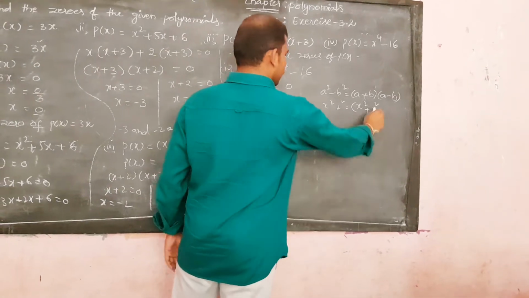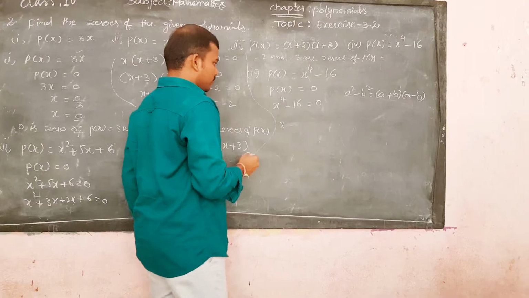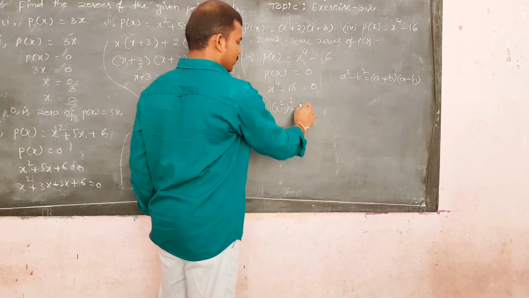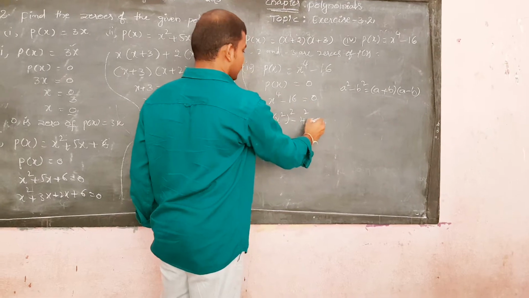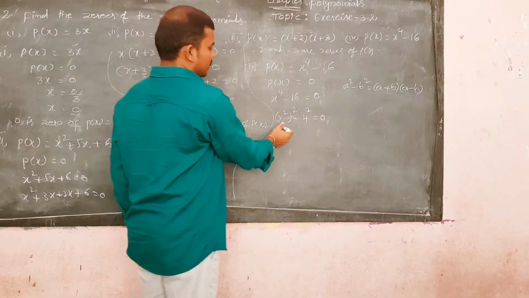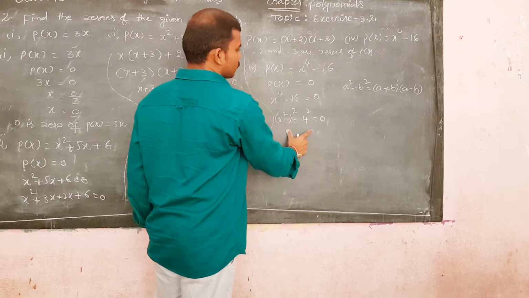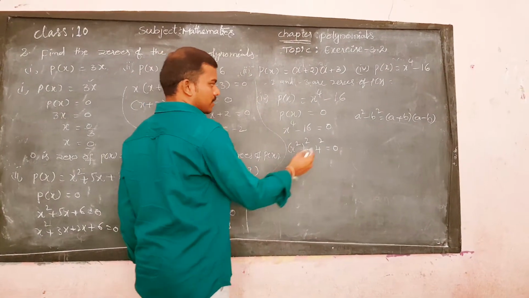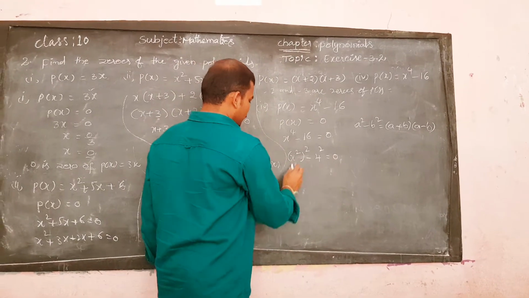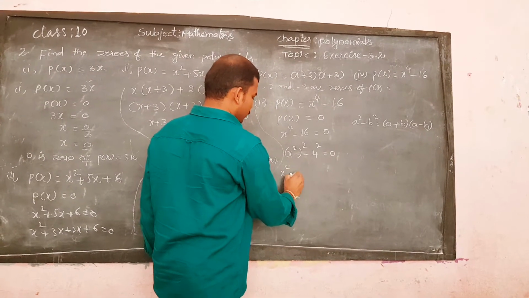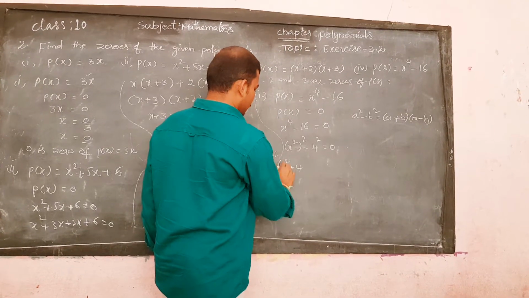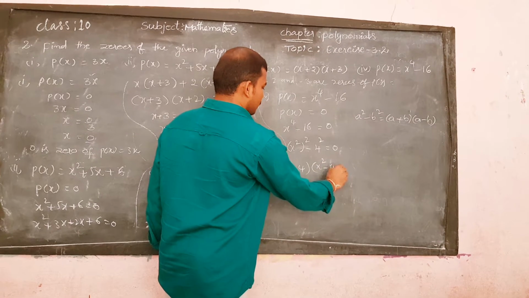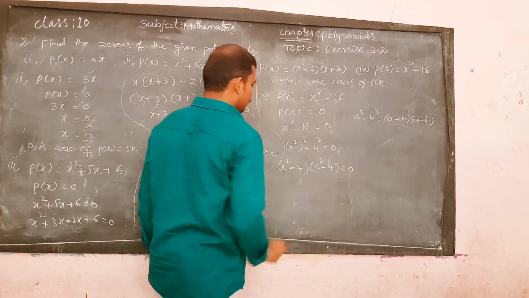So a plus b into a minus b. 4 can be written as x square whole square minus 4 square, since 16 can be written as 4 square. So here it is in the form a square minus b square, and a square minus b square equals a plus b into a minus b. Here a means x square, b means 4. So a plus b into a minus b, a means x square minus b means 4, that is equal to 0.